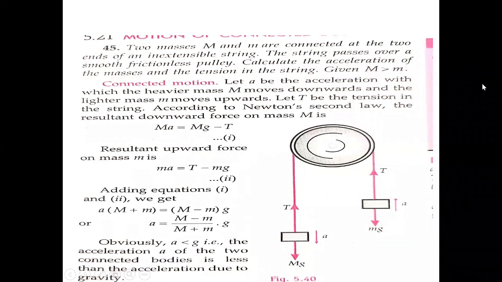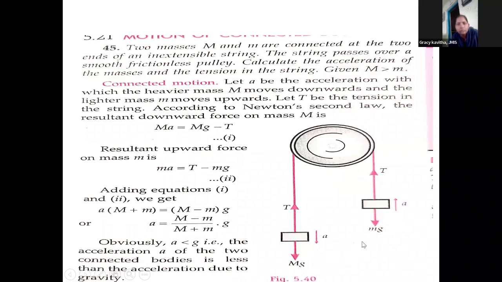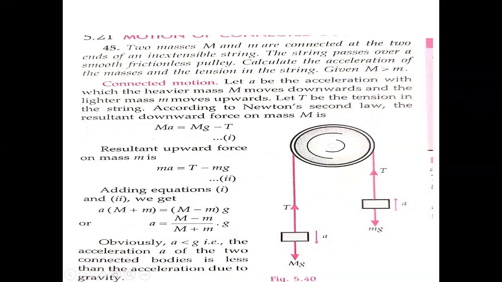If I write the equation of this connected motion for the masses small m and capital M, capital M is heavier, okay? So the net acceleration will be in the downward direction here, and this is going to move upward and this is going to move in the downward direction. So the net force, always write the net force, net acceleration in the downward direction, capital M into A will be, it's moving in the downward direction, Mg minus T, and here it is going in the upward direction, so here it is T minus mg.